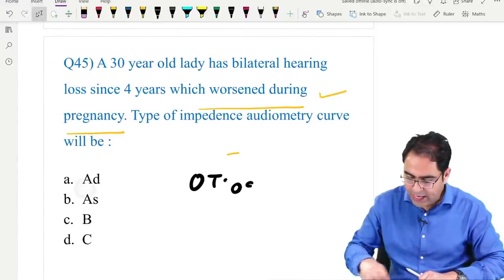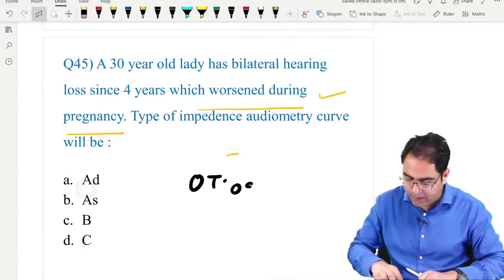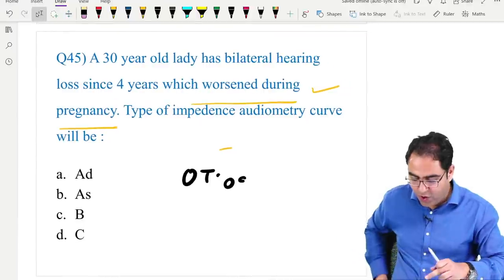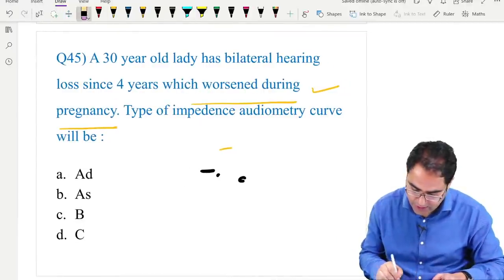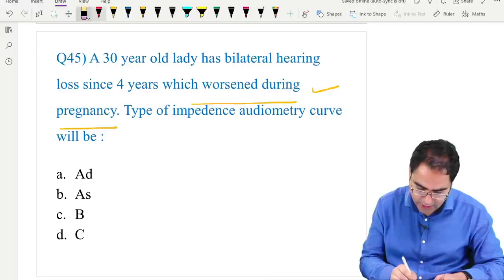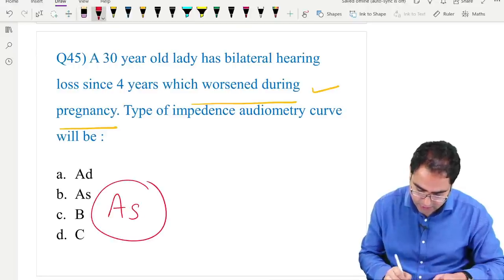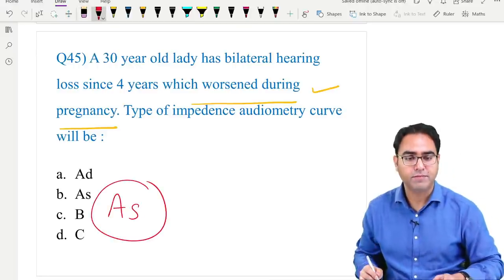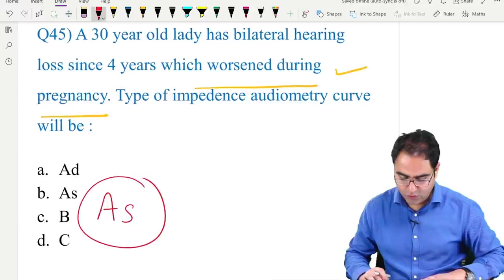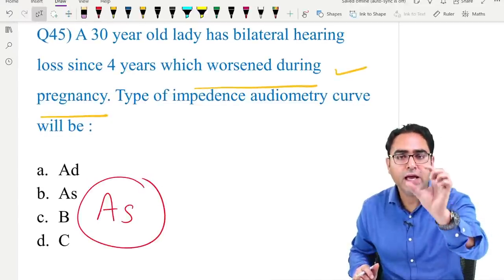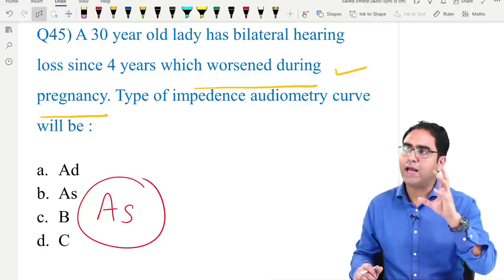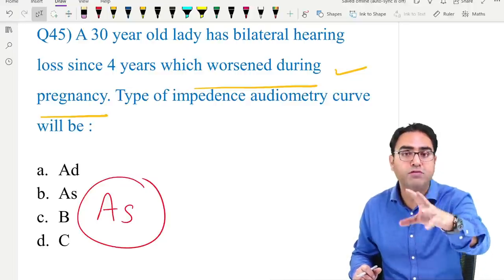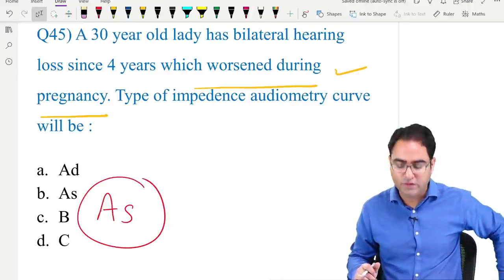Okay. What type of impedance audiometry curve will be seen in otosclerosis? We all know that it will be the As curve, beta. So this question should not go wrong, beta. Any hearing loss worsening during pregnancy is definitely otosclerosis, and the type of impedance audiometry or tympanometry curve is the As curve, beta.